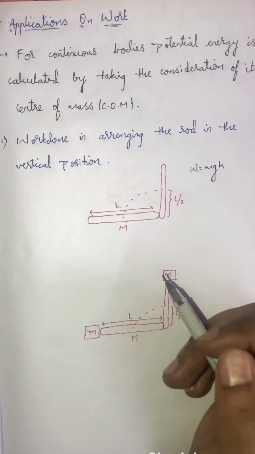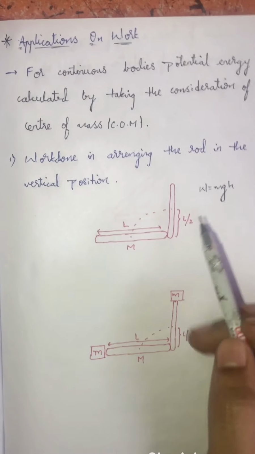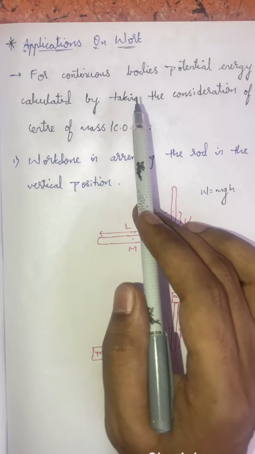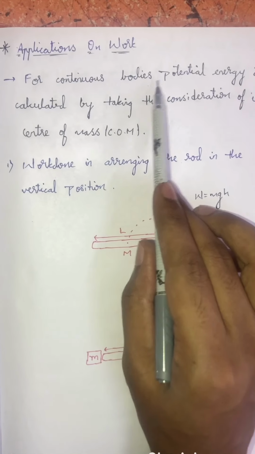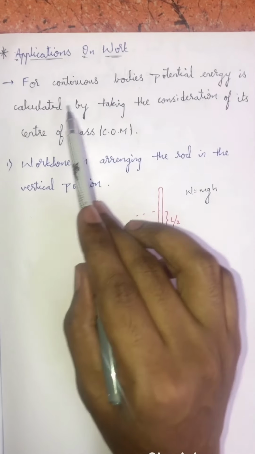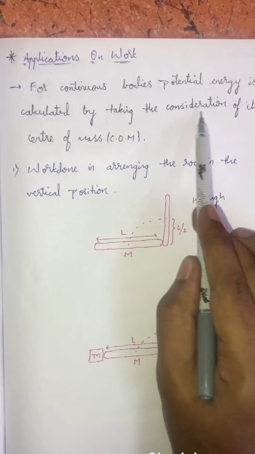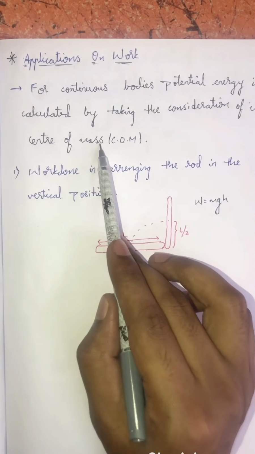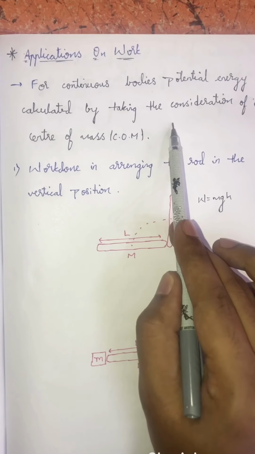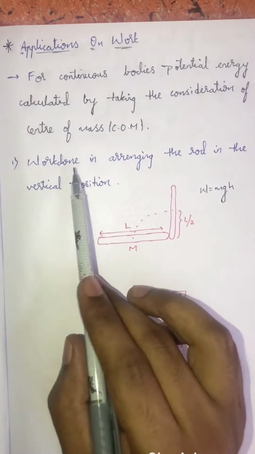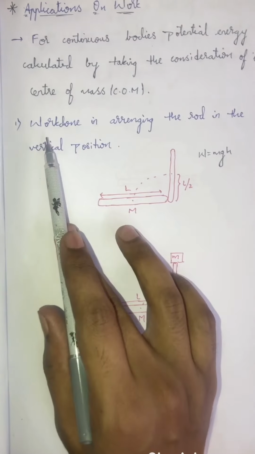Let us see some applications based on work. Before entering into the problems, first we should know that for continuous bodies, potential energy is calculated by taking the consideration of its center of the mass. So that whole body is considered at the center of the mass. So now let us see a problem.